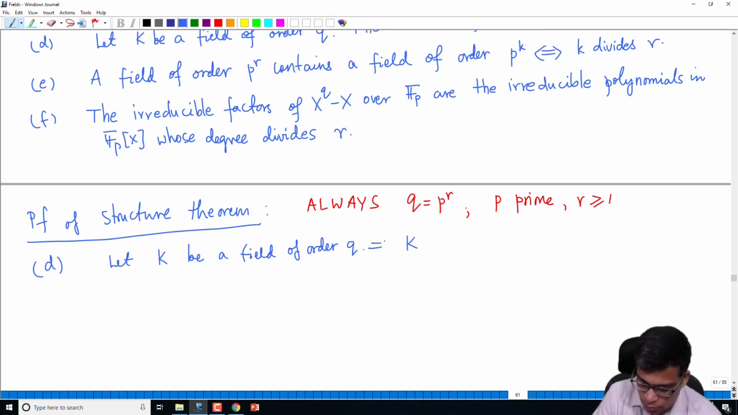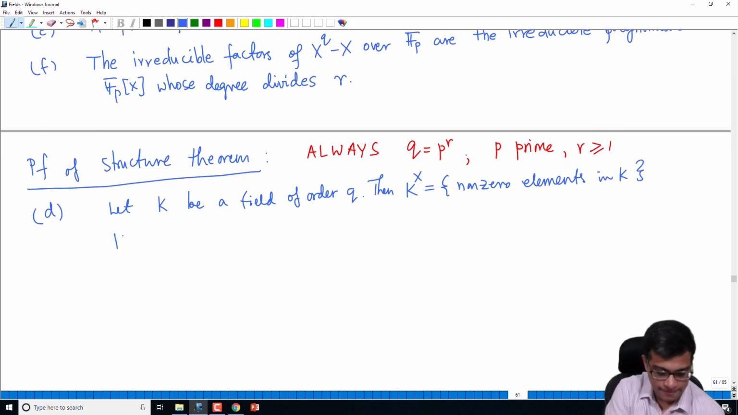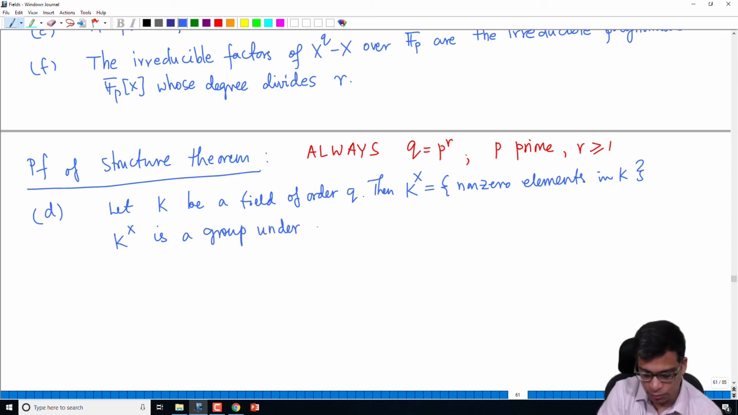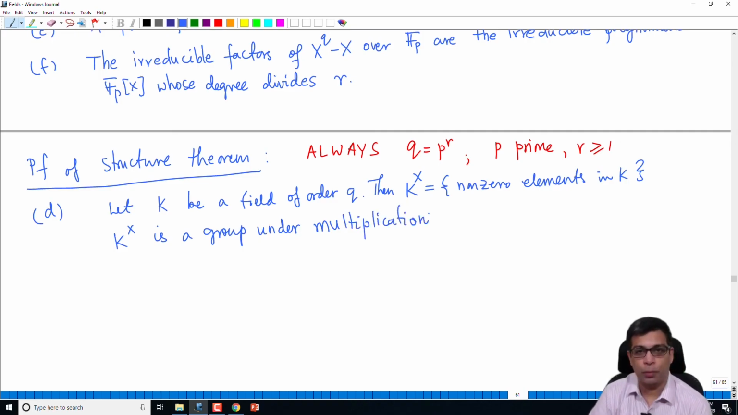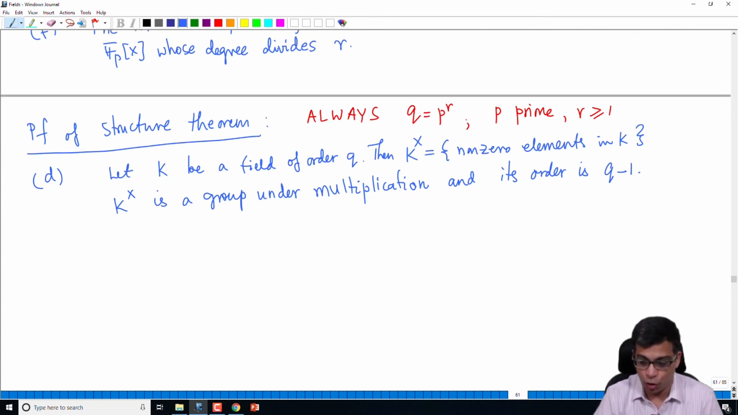Then K cross, let's say, is the set of non-zero elements of K. So this is a group. By definition of a field, K cross is a group under multiplication. Every non-zero element has an inverse. So it becomes a group under multiplication and its order is Q minus 1, because K has Q elements, and you remove 0, so it has Q minus 1 elements. So it's a multiplicative group of order Q minus 1.